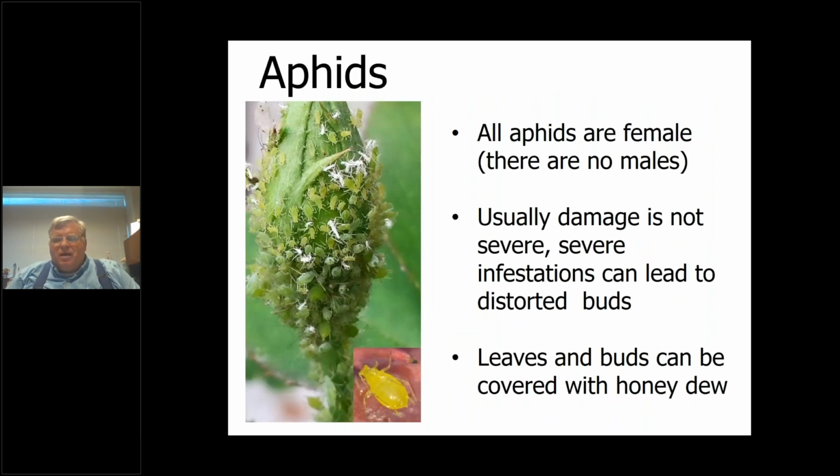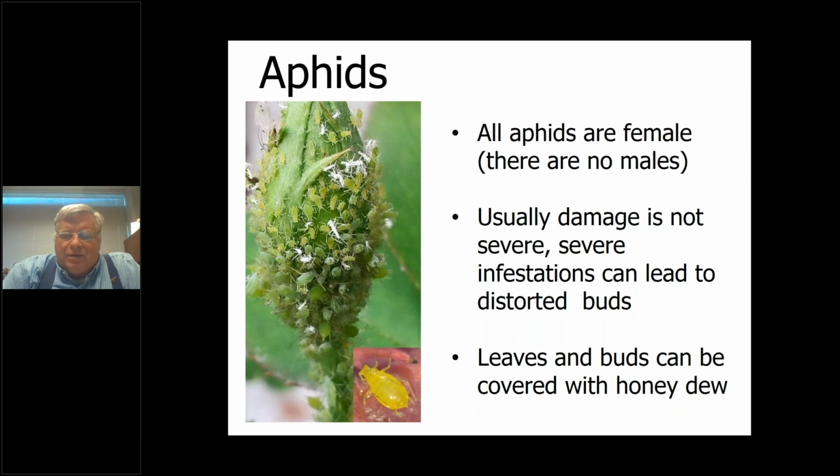Now let's look at some insect things before we mercifully end this for you. Aphids is a very common one. All aphids are females. Men, we're off the hook. The aphids give birth to live young, and so they can explode. Usually the damage is not real severe, but if it does start to become severe, it can lead to distorted buds, which means you're not going to be happy with your flowers.